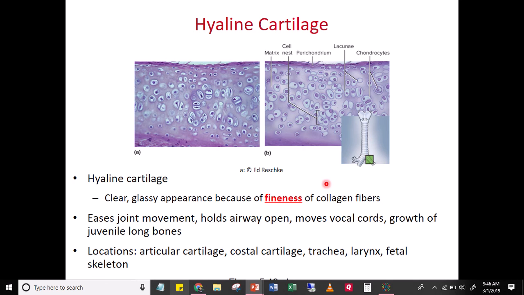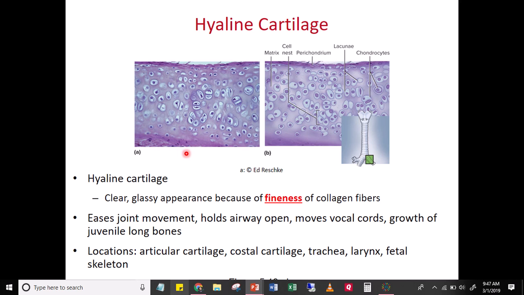First, we have hyaline cartilage. I always think of hyaline cartilage as eyeball soup. That's the word analogy I use in my head. To me, it looks like a bunch of eyeballs floating around in soup. That extracellular matrix of the hyaline cartilage is going to be made up of very fine collagen fibers that we can't see easily. So it looks like a clear extracellular matrix.